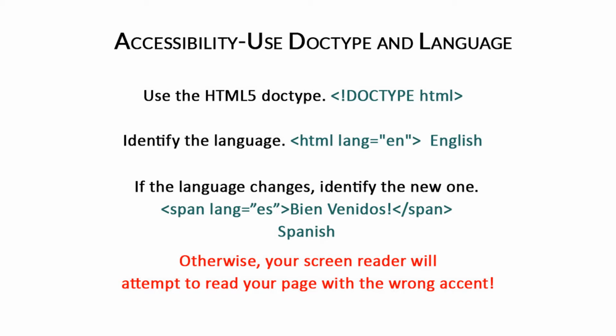Use the HTML5 doctype: exclamation mark, doctype, space, HTML. Then identify the language: HTML space, lang, equal, quotations, EN for English. If the language changes, identify the new one.